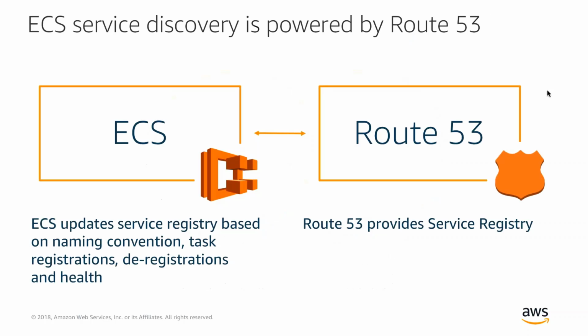This ECS service discovery is powered by Route 53, so it has all of the same high availability and reliability that you would expect from Route 53. And the way it works is ECS automatically updates records in Route 53 as tasks are registered or deregistered from your cluster, and then Route 53 provides an endpoint which resolves to the address of one of those tasks.